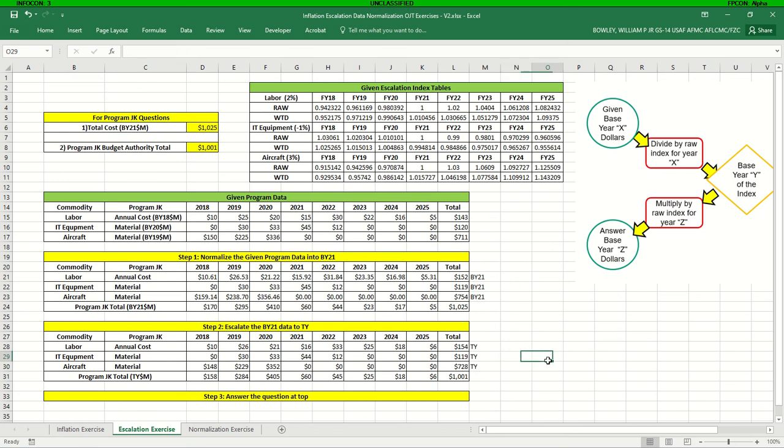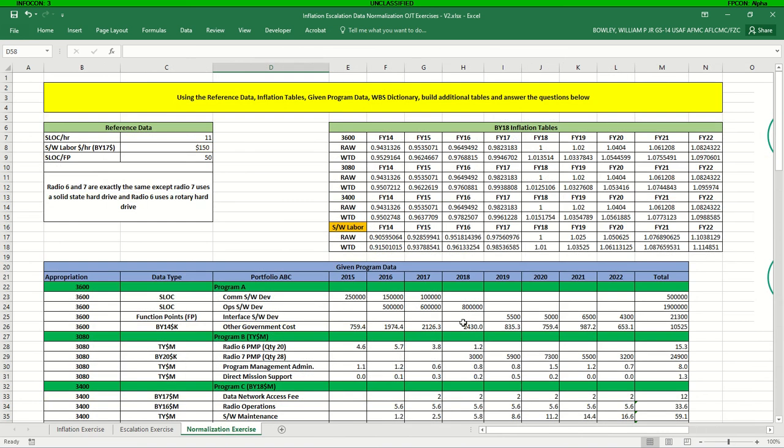But like all calculations and all the things involving human input, we should always be checking our work to make sure that we're doing things that make sense and that come to reasonable conclusions. Okay, moving on to the normalization exercise.